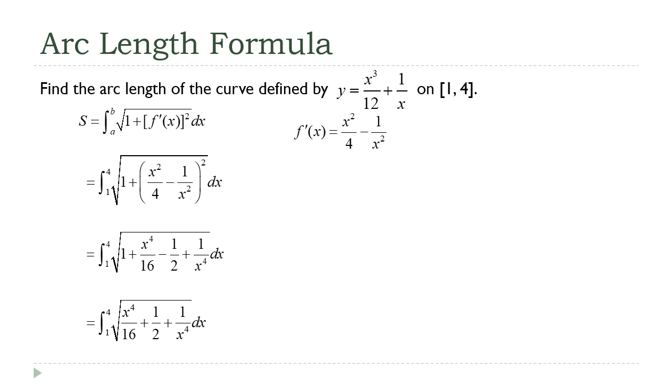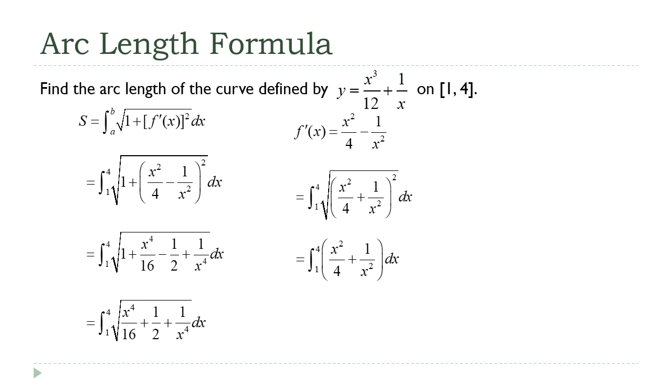Now this expression, believe it or not, is a perfect square. That's going to factor to x squared over 4 plus 1 over x squared, quantity squared. Then we've got the square root of that and the integral from 1 to 4. So you see what I was saying when I said I picked some numbers carefully in there. The square root and the squaring cancel each other. This becomes the integral from 1 to 4 of x squared over 4 plus 1 over x squared. It's almost equal to the original derivative.